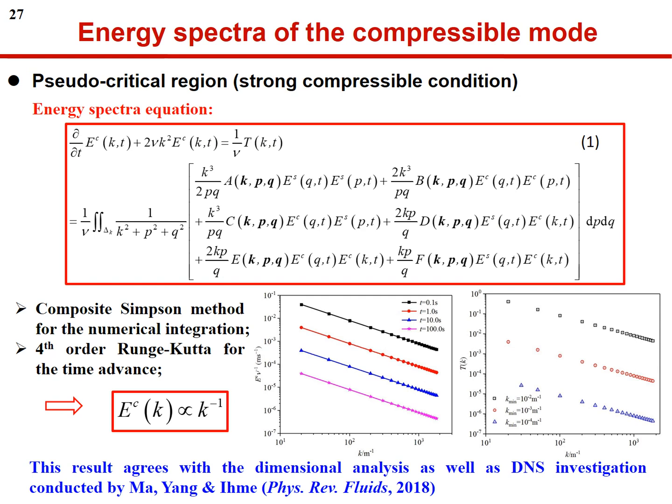Now, let's solve the energy spectral equation in the pseudo-critical region. The equation is solved by the composite Simpson rule for numerical integration and the fourth-order Runge-Kutta method for time advance. The final result for the energy spectrum is given in the figure. The -1 power law of the energy spectrum can be observed, and this power law is different from that of conventional compressible turbulence or incompressible turbulence. This result agrees with the dimensional analysis as well as the DNS investigation conducted in the reference work.